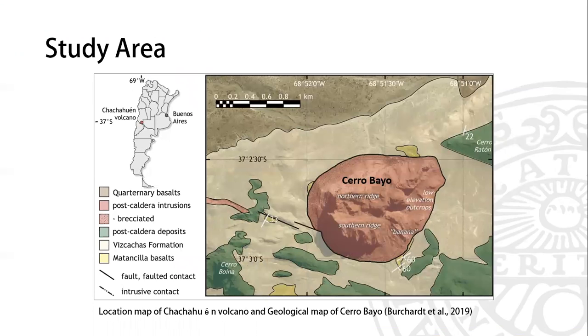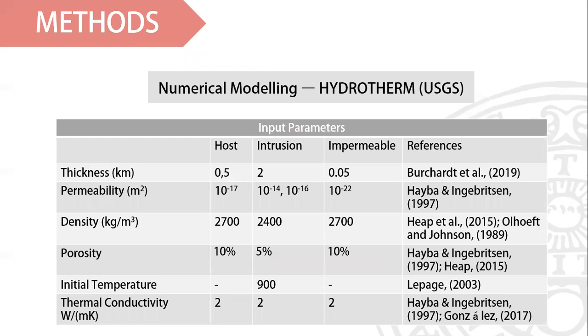Our study case is based on the Cerro Bio laccolith, a fossil geothermal system in the Chachahuén volcano complex in Argentina. We use HYDROTHERM from USGS for the numerical modeling. Input parameters were obtained from thermobarometry analysis and literature review.